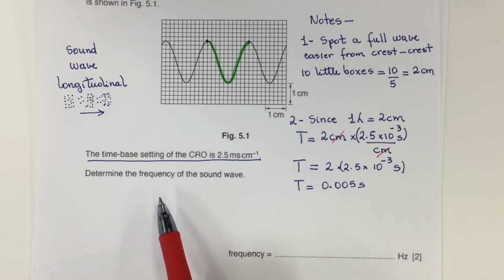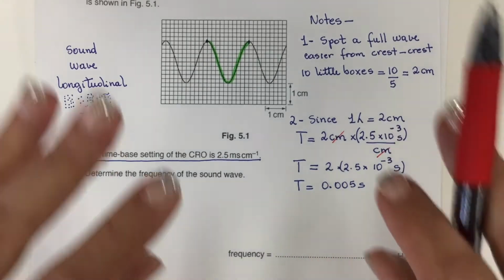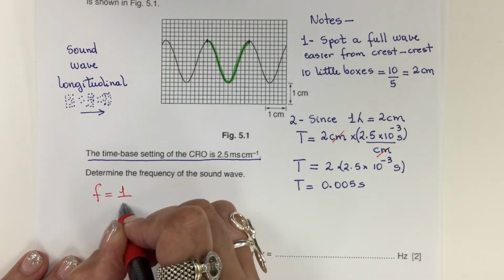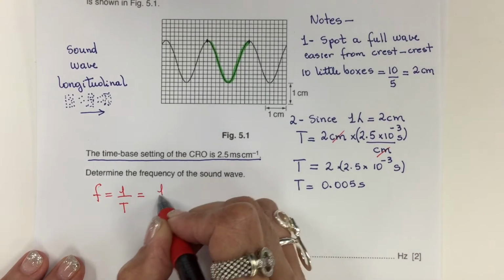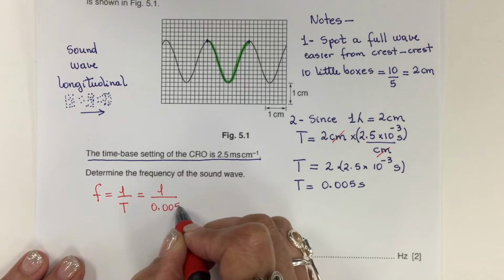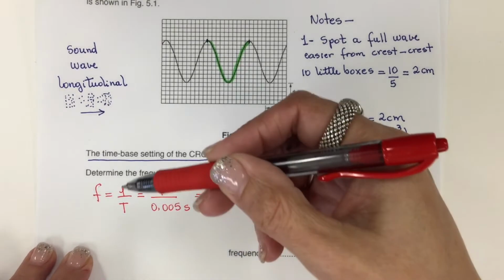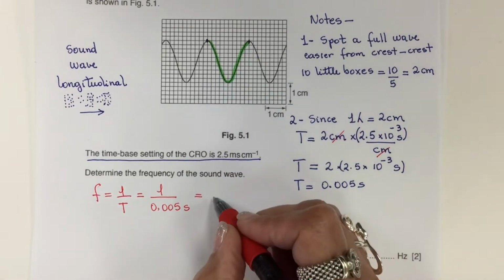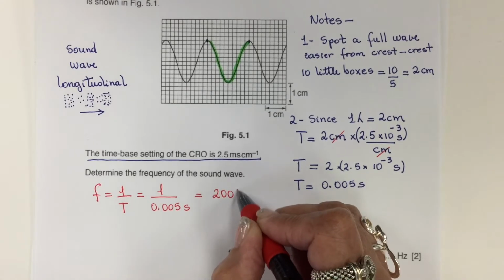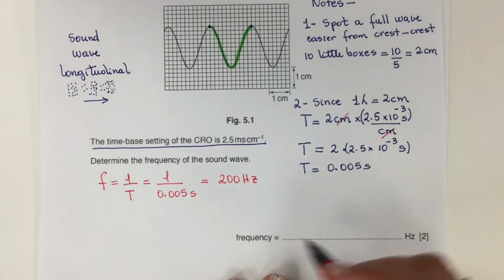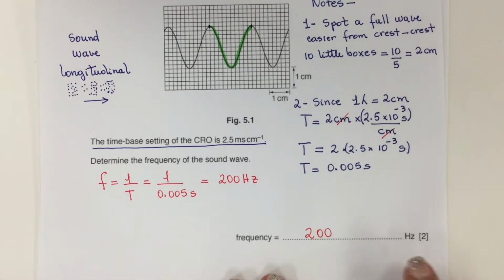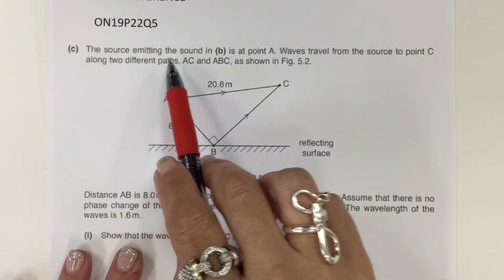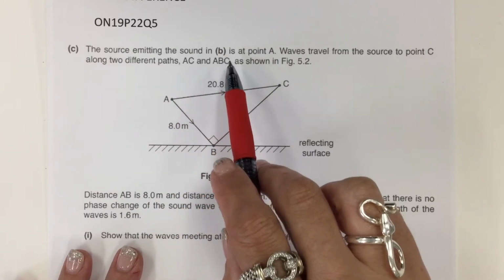Now the question is asking what is the frequency of the sound wave. So all this was kind of prep work to find the frequency. So you know the frequency is the inverse of the period. So the period is 0.005 seconds. Remember the unit for frequency is 1/second, which is hertz. So this is equal to 200 hertz. So the frequency is 200 hertz. So this is the second part of the story. The source emitting the sound in B, the question B, is at point 8.